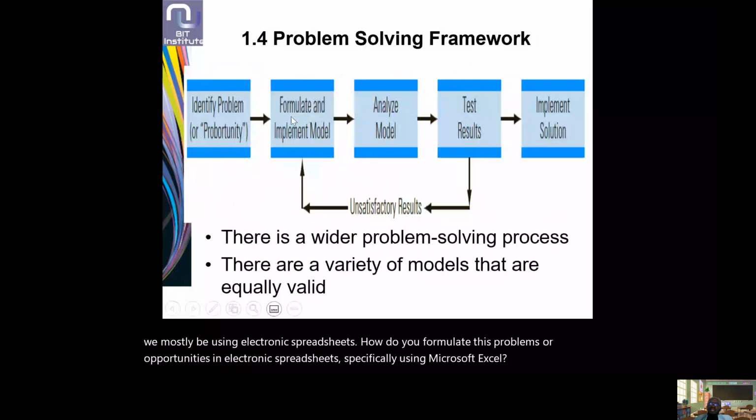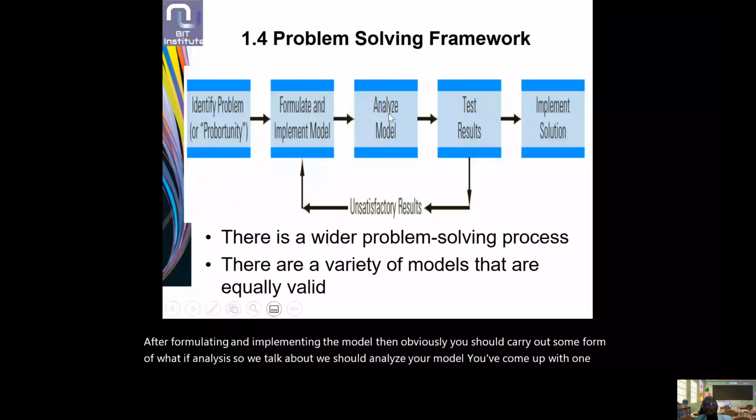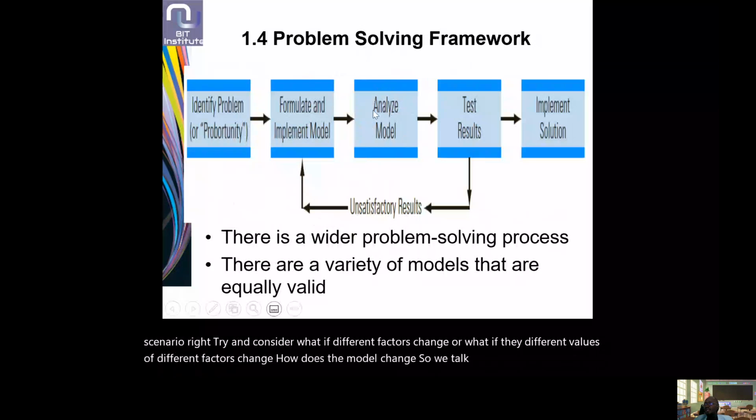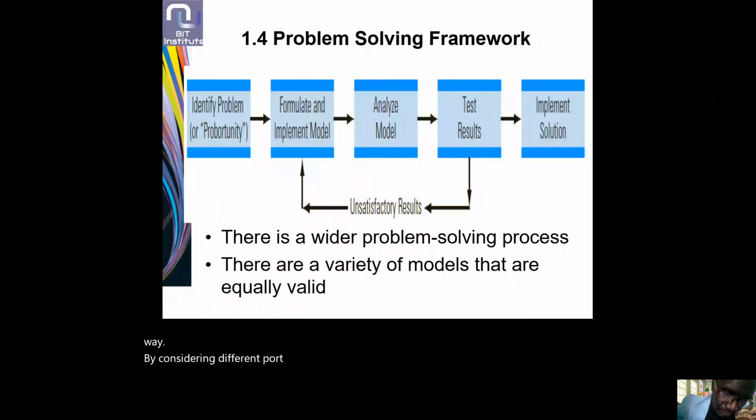After formulating and implementing the model, then obviously you should carry out some form of what-if analysis. So we talk about you should analyze your model. You've come up with one scenario, right? Try and consider what if different factors change, or what if the values of different factors change? How does the model change? So we talk about analyzing the model by considering different what-if situations.